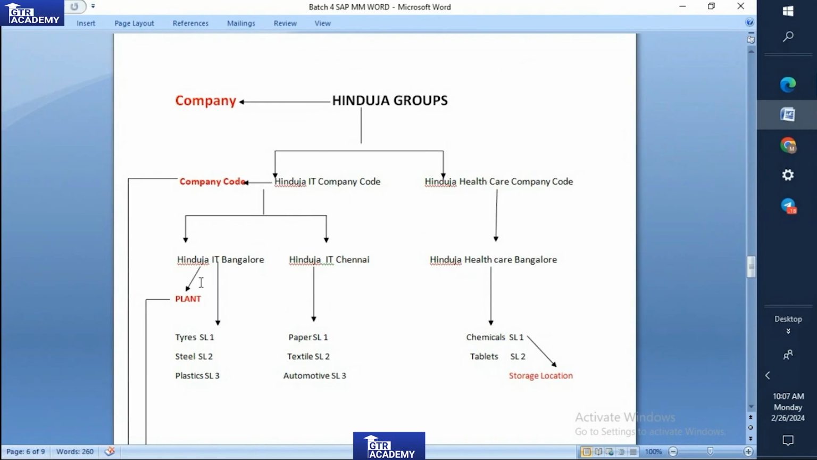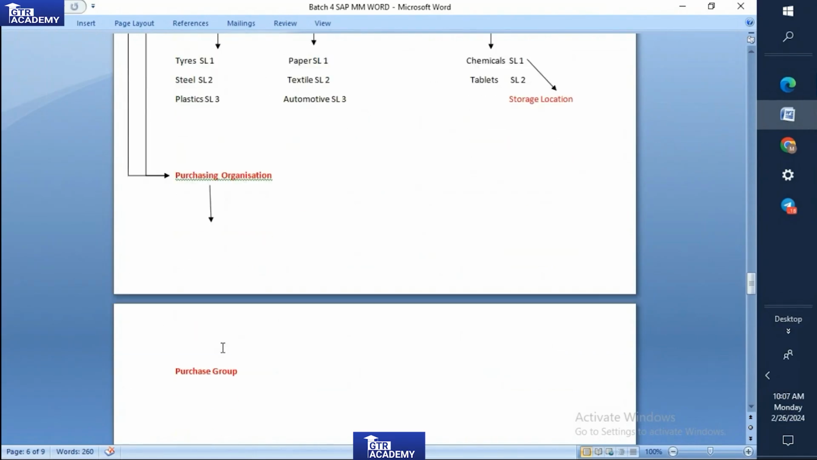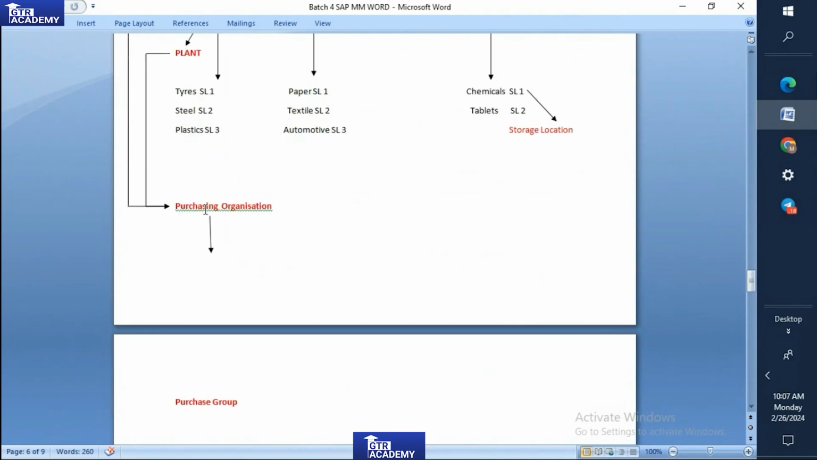Company, company code, plant, and then storage locations. And two more there. One is purchase organization, and the other one is purchase group. So, can anyone try to say what is purchase organization and purchase group?